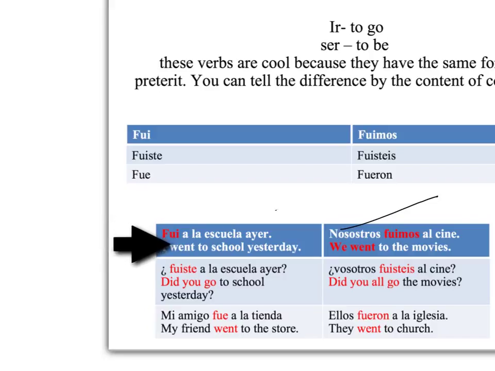Fui a la escuela ayer. I went to school yesterday. Fuiste a la escuela ayer. Did you go to school yesterday? And you can pause the movie and read the examples.